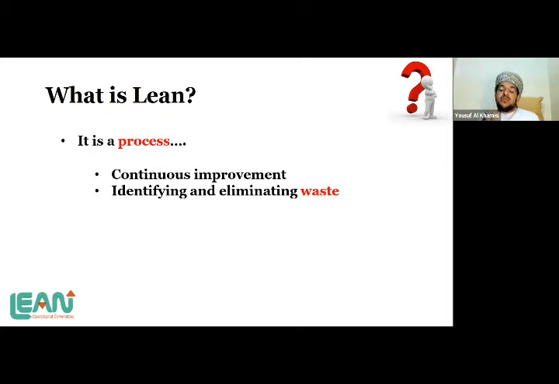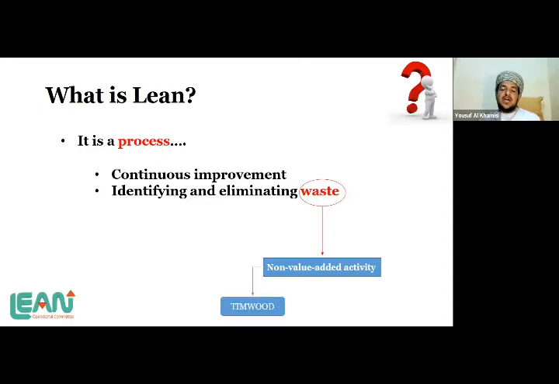This continuous improvement is aimed at identifying and eliminating waste. When we say waste and keep saying eliminating waste, we are not talking about the physical waste in the garbage, but about non-value added activity. All non-value added activities in our processes are considered to be waste. Okay, so what are these non-value added activities? This is the TIM WOOD waste.